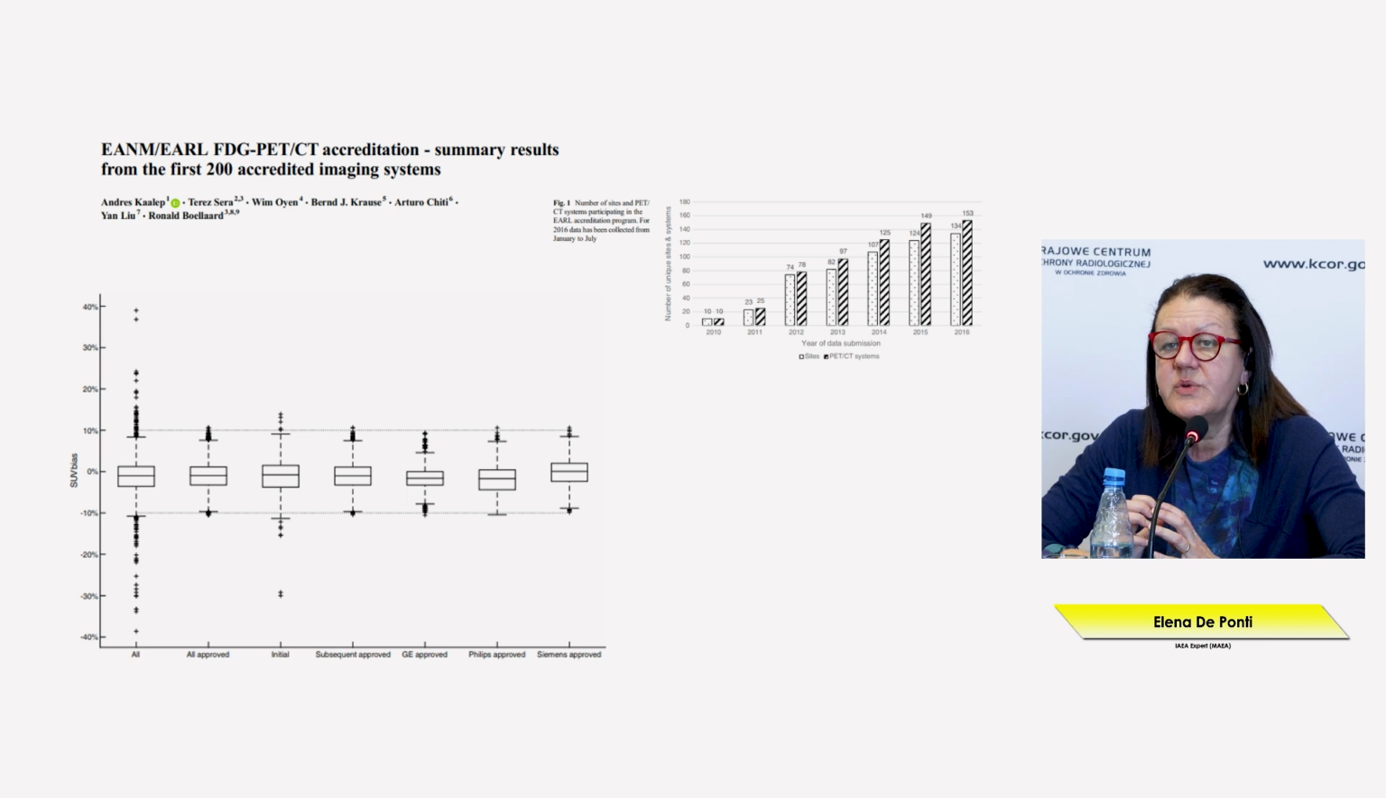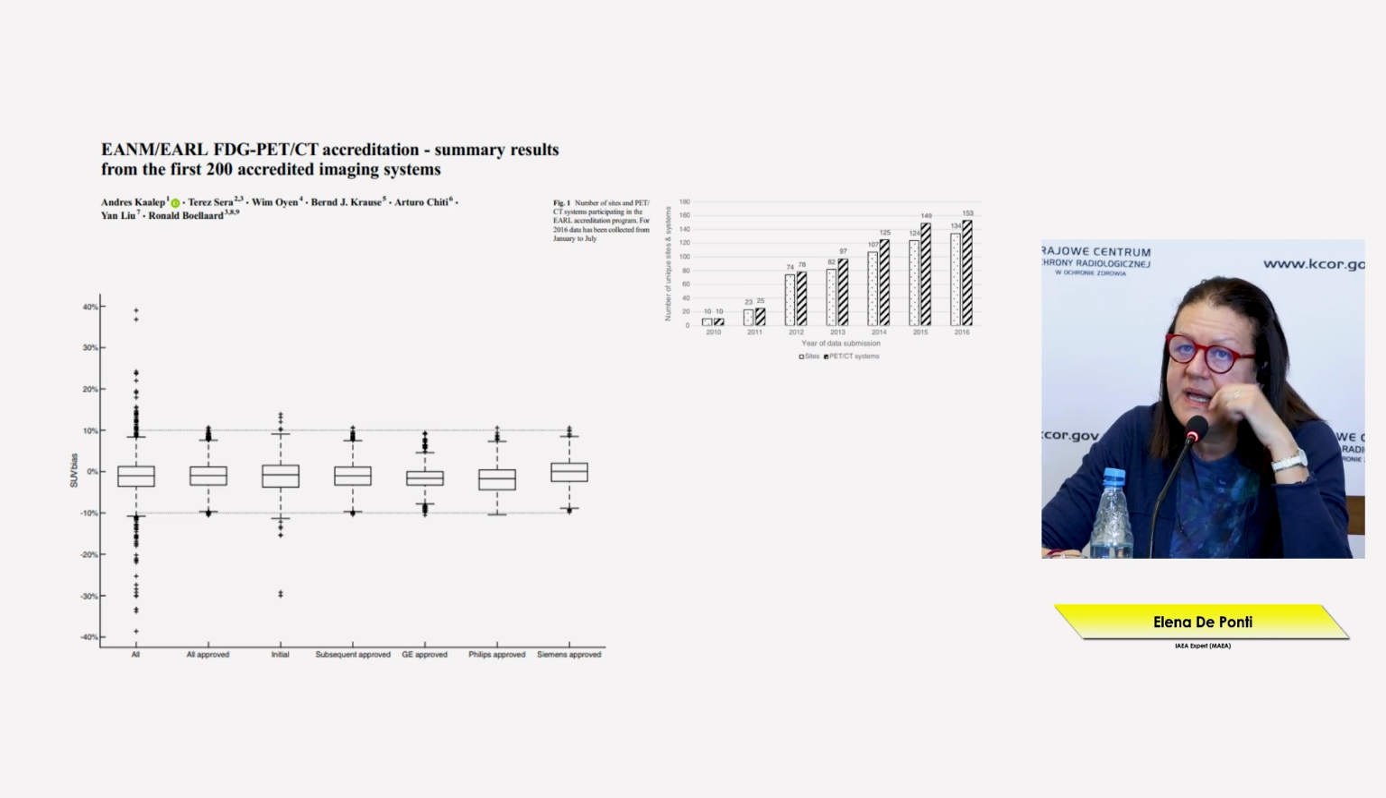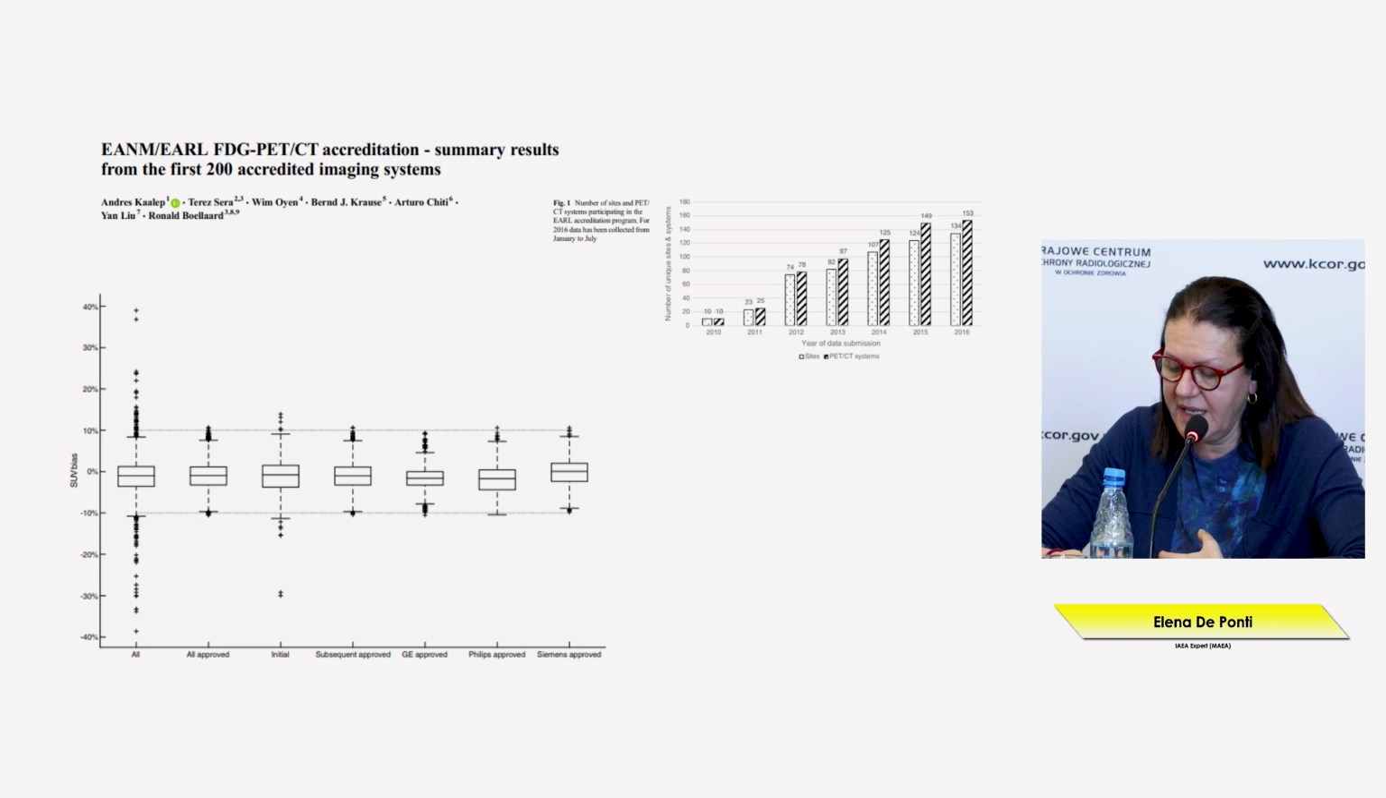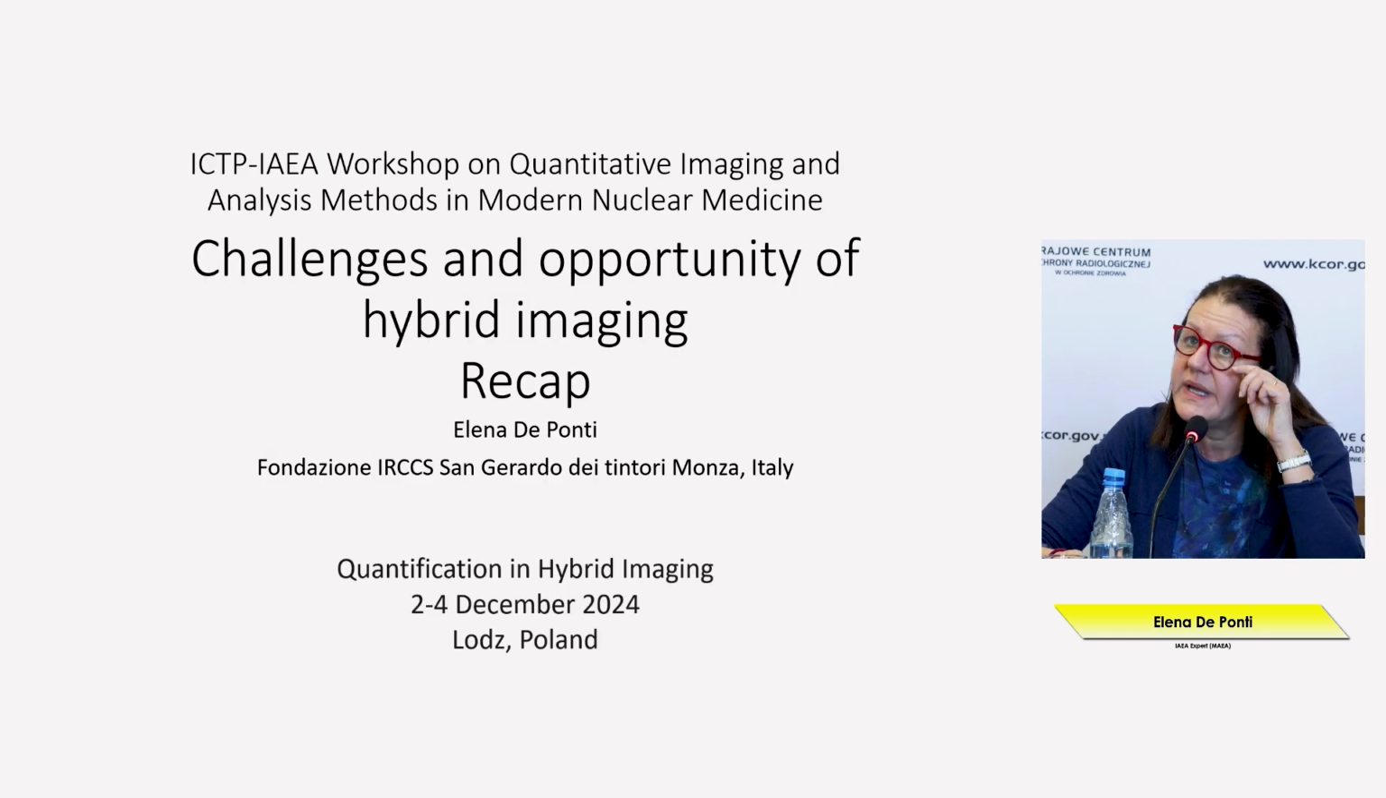But what we see is that at the first measure with the EARL accreditation program, we have many scanners that are out of the range of tolerance for the coefficient that we are going to calculate with this program, and so they need to adjust the protocol. That means that this is a good way to underline and to check if our clinical protocol is performing in a good way, in a comparable way.